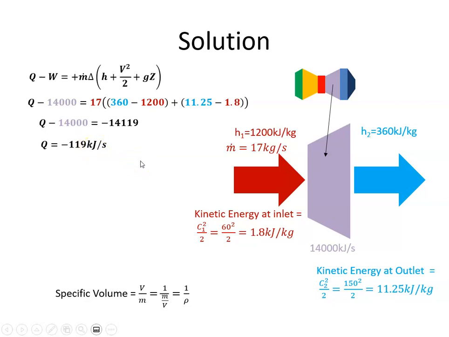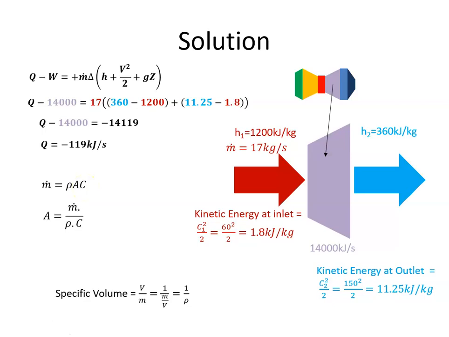Second part of the question was to calculate the area of the inlet, and we can do that using the mass flow equation. So mass flow is equal to rho A C, where rho is the density of the gas, A is the cross-sectional area, and C is the velocity.